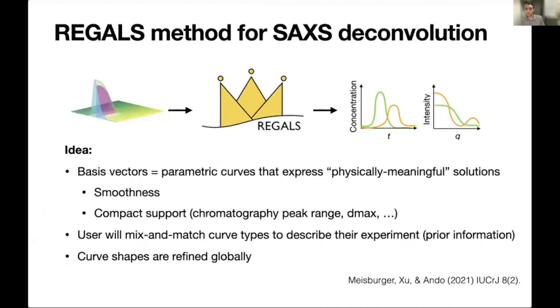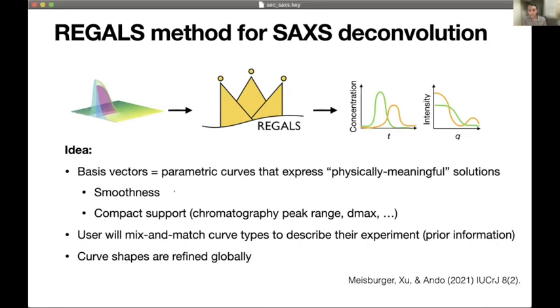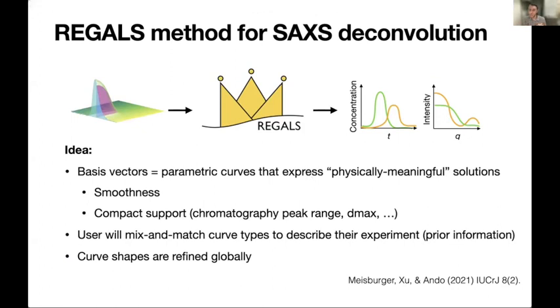Okay, so how do we solve this problem? We developed this method called REGALS, and the basic idea is we're going to take basis vectors. We're going to try and add some extra information when we do the rotation. So we're going to design these basis vectors as parametric curves that kind of express what we mean by physically meaningful solutions, meaning we want to have concentration peaks that are sort of smooth and that are confined to a certain range.